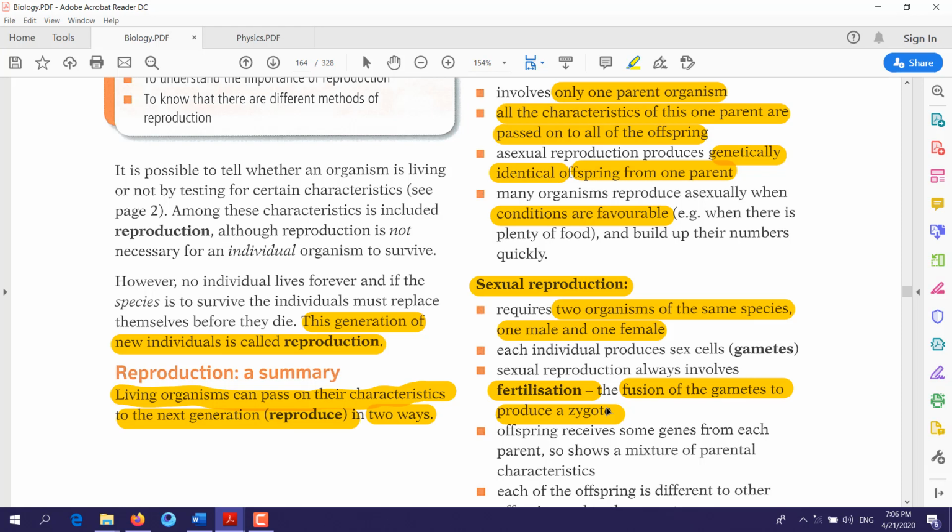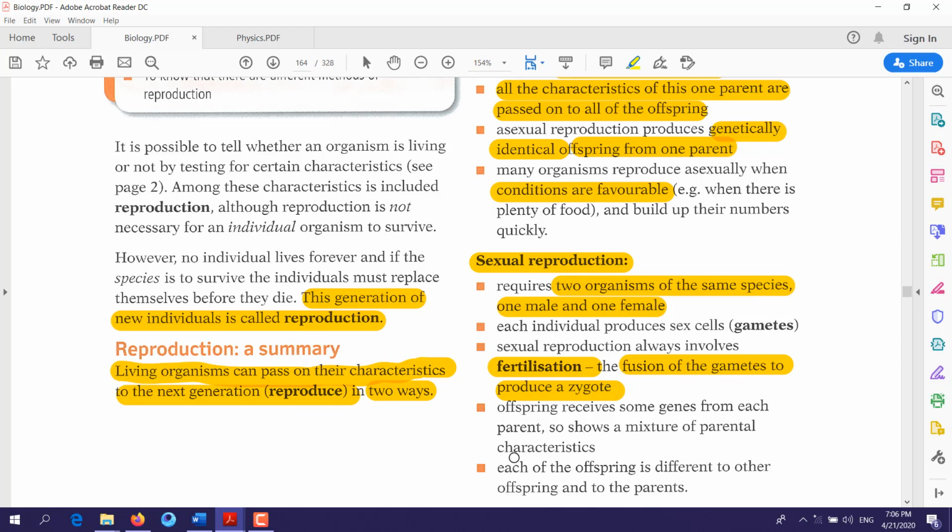But here in sexual reproduction, it will not be the same. What will happen? Offspring receive some genes from each parent, so they show a mixture of parental characteristics. In sexual reproduction, the offspring will not be genetically identical to the parents. Why? Because the offspring receive genetic information, or genes, from both parents, male and female, then mixed together. So the offspring here will get a mixture of parental characteristics.